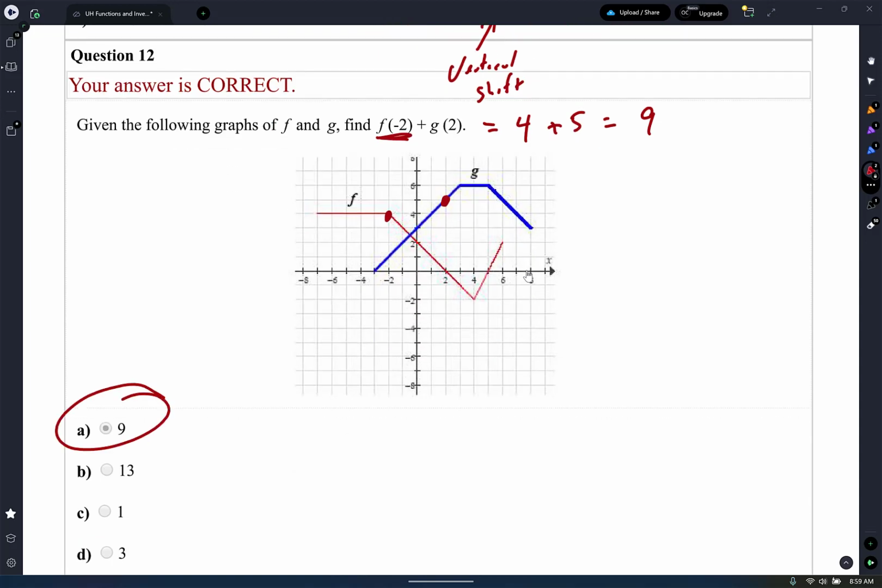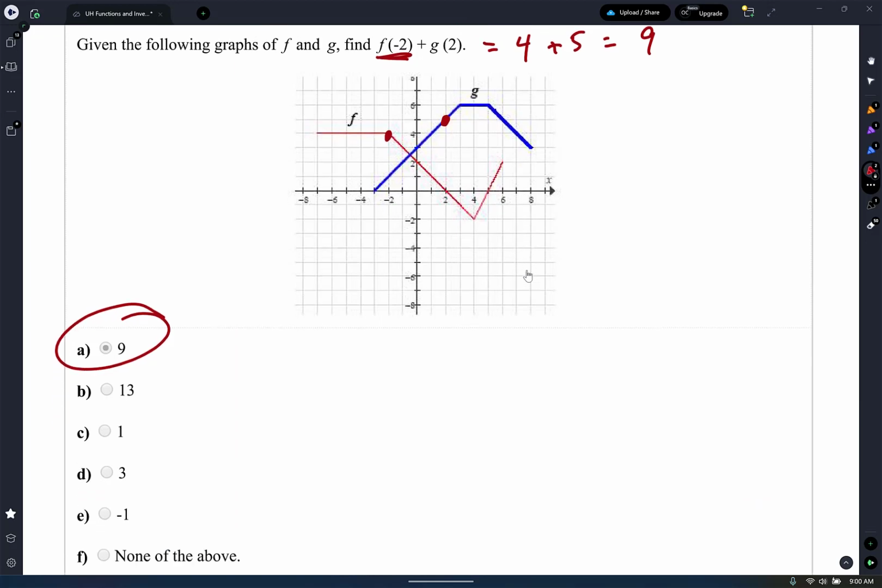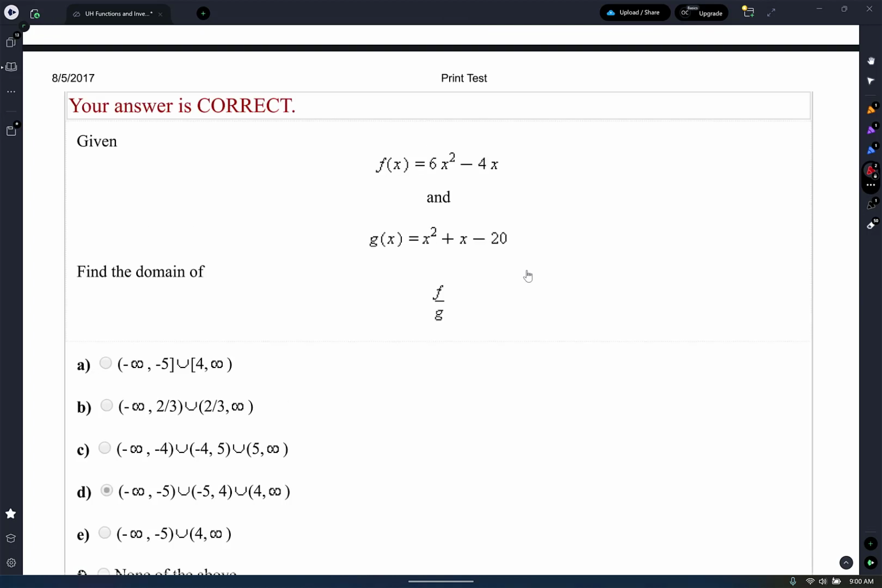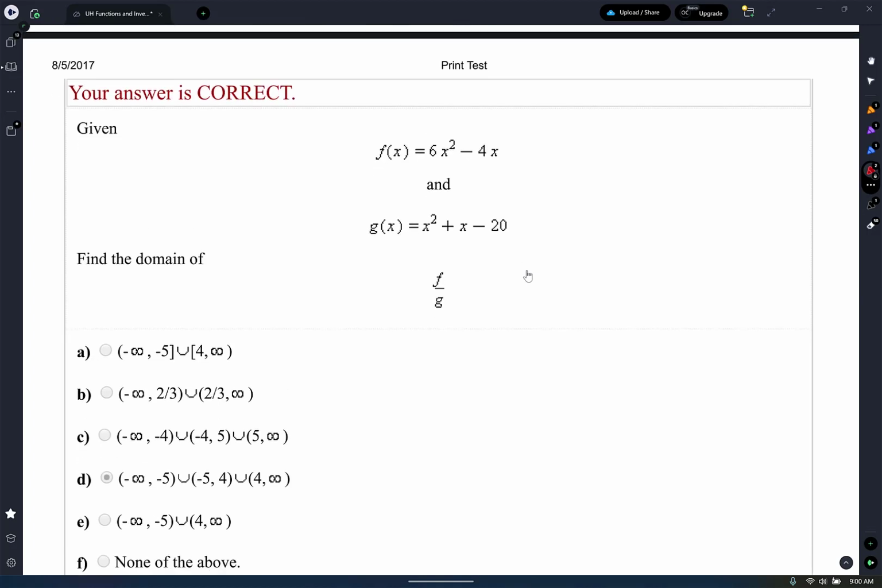Cool or not cool? Okay, let's go to the next one. This is just a simple domain question, guys. So find the domain. This is the numerator, this is the denominator, so let's write it out.